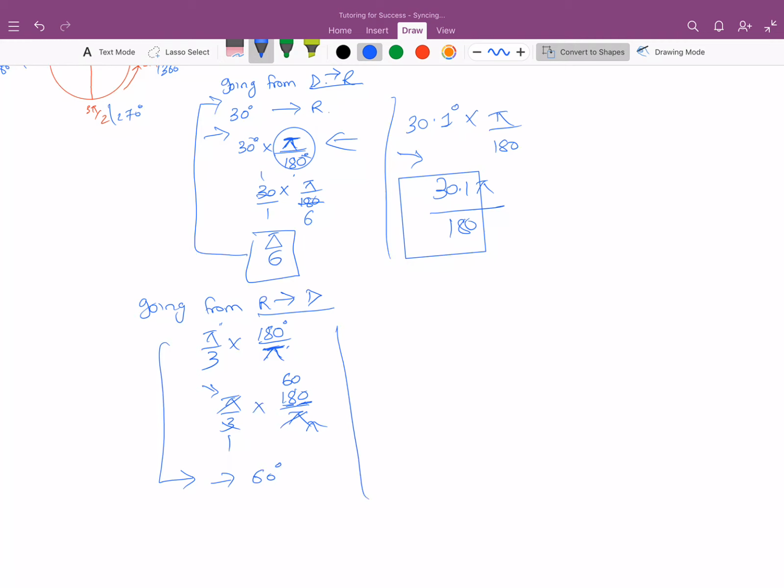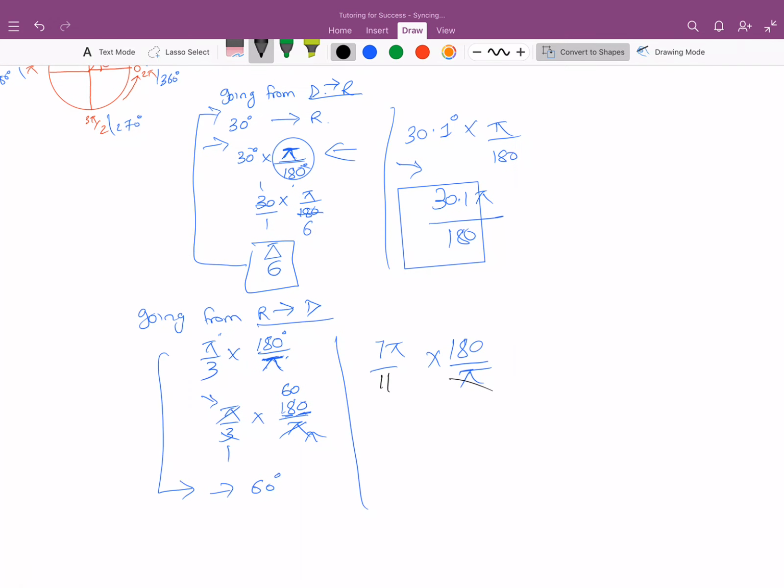Instead of pi over 3, you can use, let's go crazy, 7 pi over 11. Okay, so that 11 looks like pi, so let me erase that. The pi cancels, and then basically you have 7 times 180 over 11, and whatever that is after you do the computation on your calculator, that'll be your answer, and it's in degrees. So that is how you convert from degrees to radians and from radians to degrees.